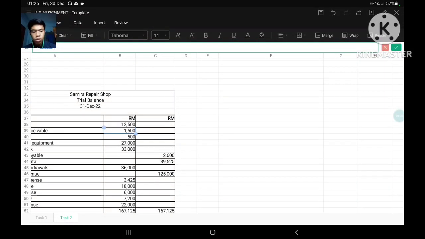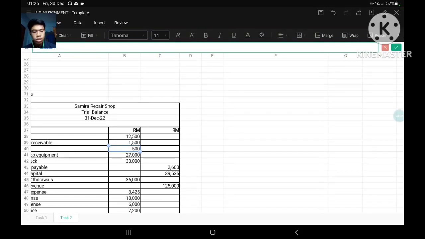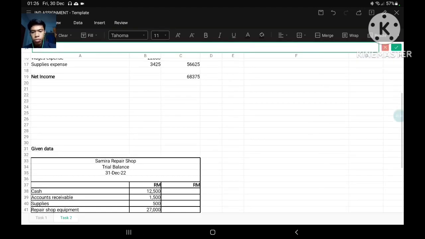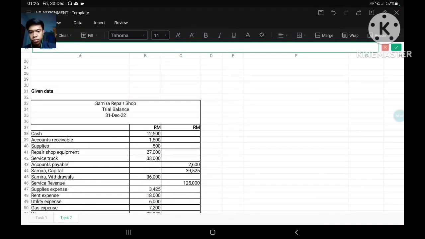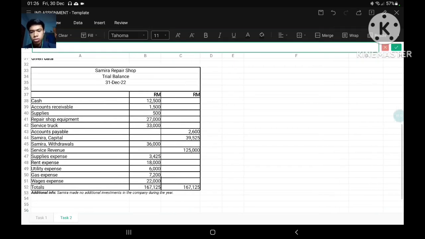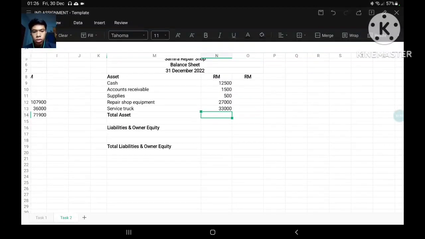Equal 500, pay, truck, and the service truck total amount, and enter. And the total asset is the same formula: sum, open bracket, take all the assets and enter.